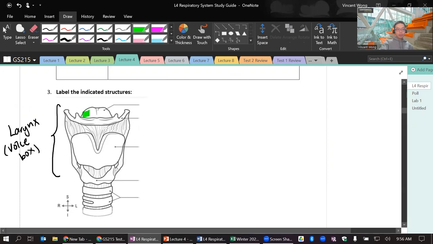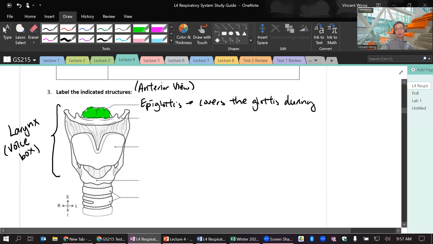So there's a flap here. You can't see the whole flap from this view. This is an anterior view. We're looking at it from the front. Probably should mention that, anterior view. And that flap is the epiglottis, which covers the glottis during swallowing.